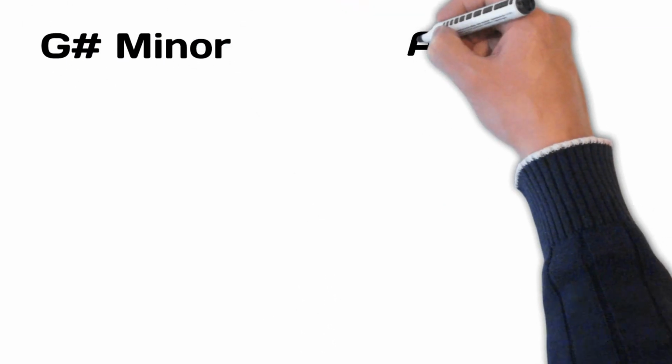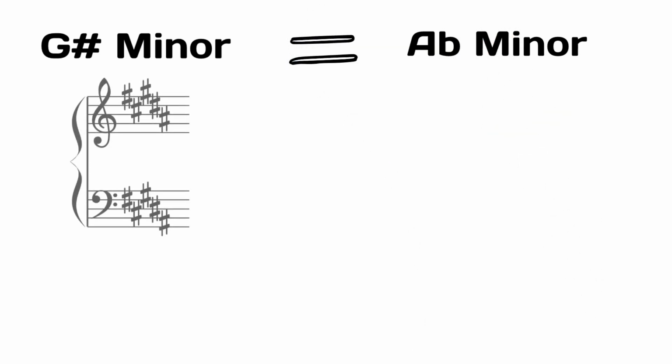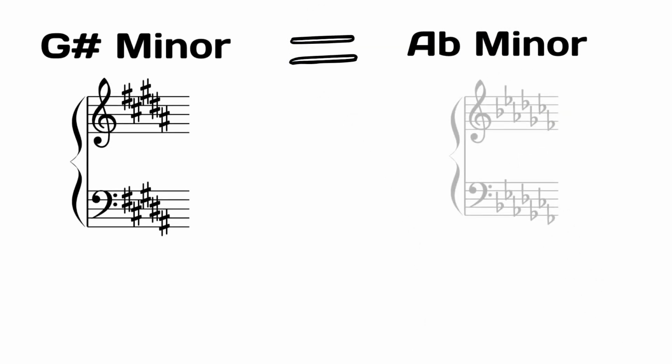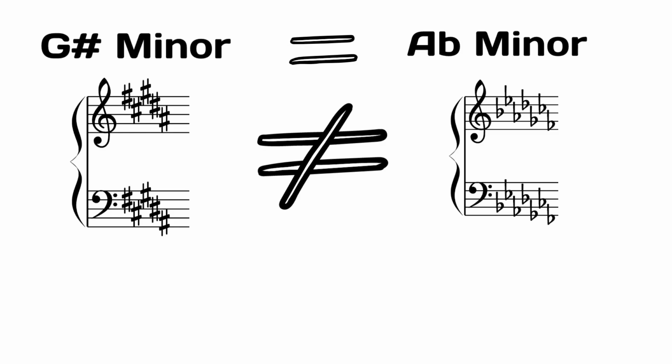However, when converting major keys to their relative minor key, avoid this mistake. Though you can argue that G sharp and A flat are technically the same pitch, you cannot say their key signatures are the same. This is because the key signature of G sharp minor contains sharps while the key signature of A flat minor consists of flats. This becomes a problem when converting major keys to their relative minor.